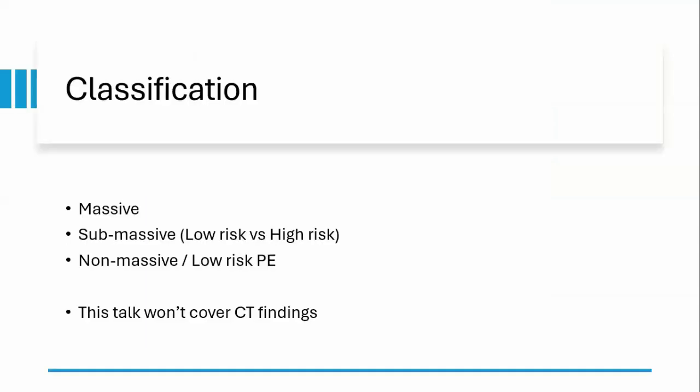Great. So your patient went for the CTPA. We can classify this as a massive, submassive, low risk or high risk, or non-massive for low risk PE. Okay, we won't be talking about CT findings, just because it is something that the radiologist will look at. Obviously, you need to know a little bit about it, but it's not the bulk of the talk.